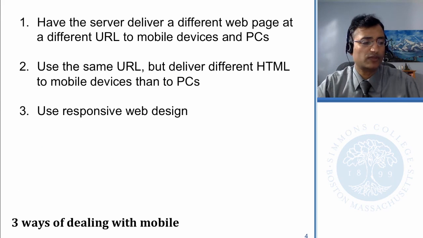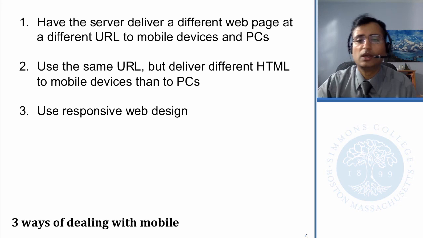So there are three ways of dealing with mobile. One is you can have the server deliver a different web page at a different URL to mobile devices and PCs. So there were companies which were creating different mobile versions of their web pages and different pages for their computers and other screens. So that was one approach to deal with mobile. And the second approach is that you use the same URL but deliver different HTML to mobile devices than to PCs. So in this case, the URL does not change.